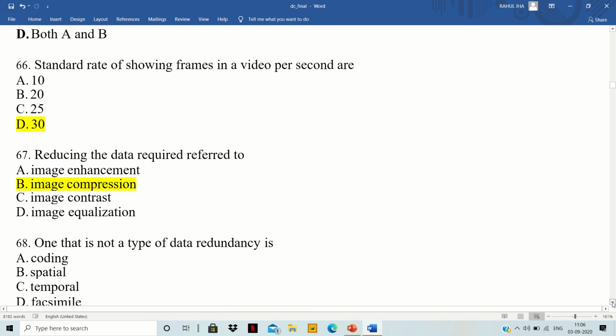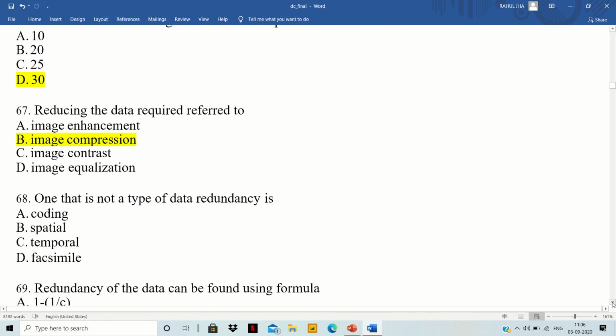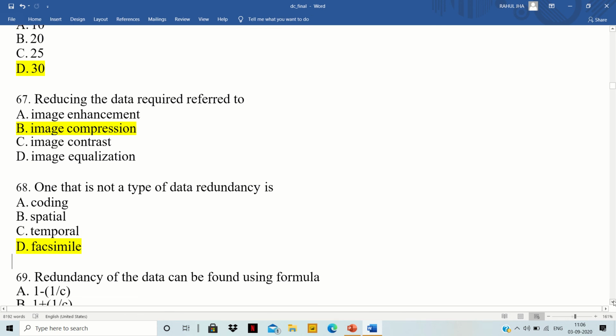The one that is not a type of data redundancy is: A, coding; B, spatial; C, temporal; and D, facsimile. This is very easy, as I told you previously about the types of data redundancy and the significance of those types. So the right answer will be, of course, D, facsimile, because this is the full form of fax and this is not a type of data redundancy.